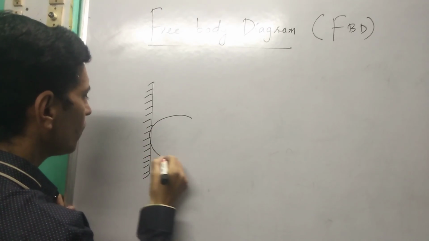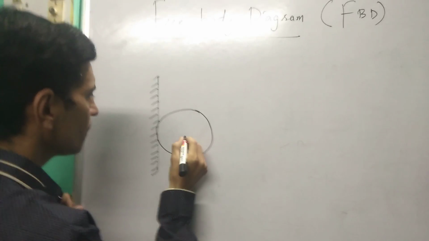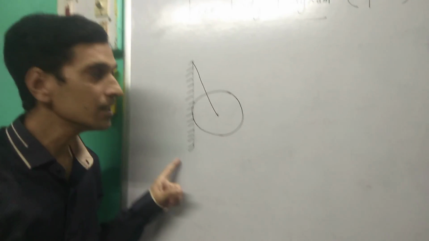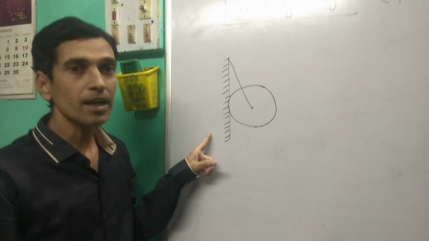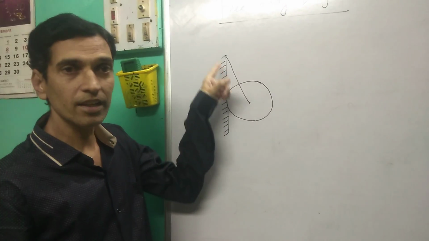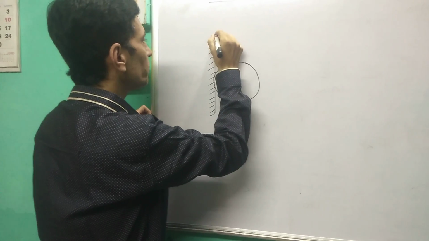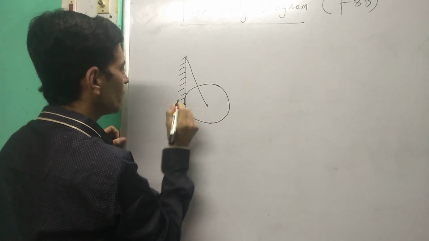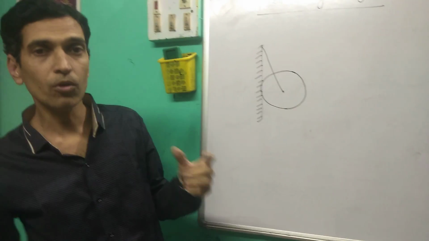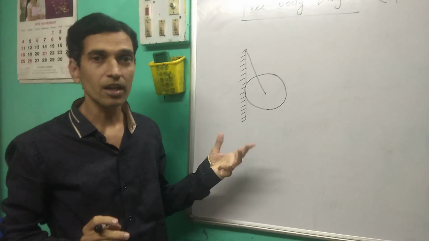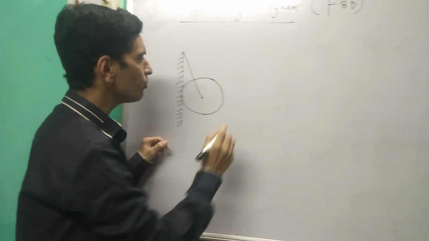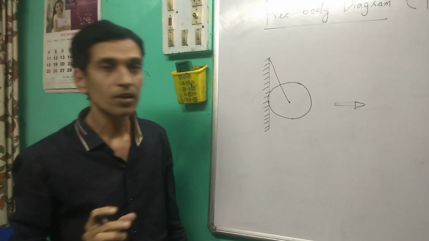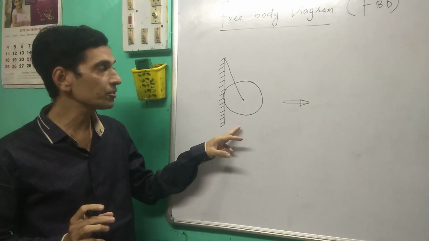Suppose there is a spherical ball which is resting on a vertical plane. This ball is attached with a cable at the top of the plane. Now if you look at the spherical ball, there are three types of forces acting on it. I will explain how to draw the free body diagram of this spherical ball. So there are three forces acting on this spherical ball.